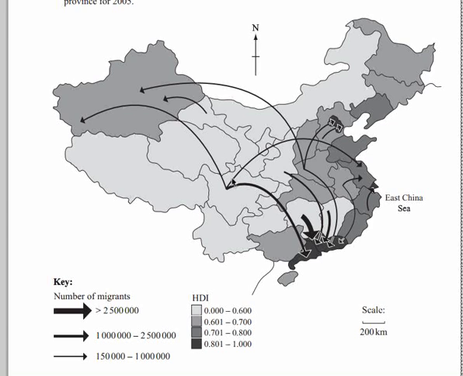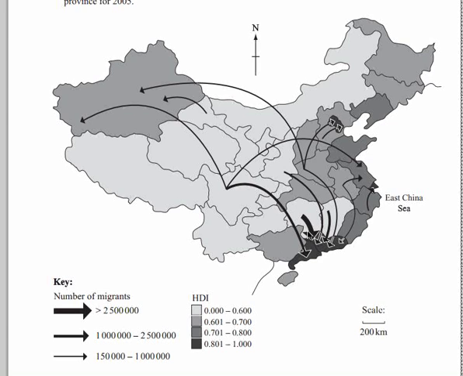Also, you'll notice in general there is a trend of migration not only from the central areas to the coastal areas, or the central areas to the western areas of Tibet, this area here, but also there is a drift from areas with a low Human Development Index, 0 to 0.6, that's this central area, to areas of higher Human Development Index. And that's a really important point to make.